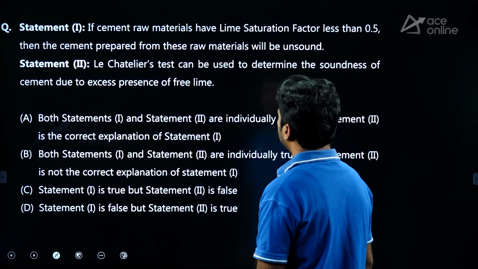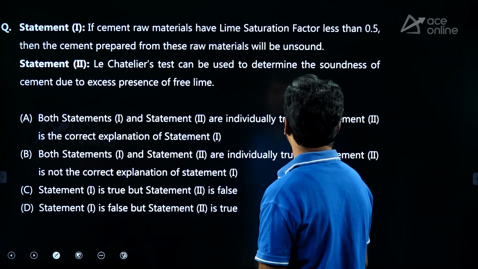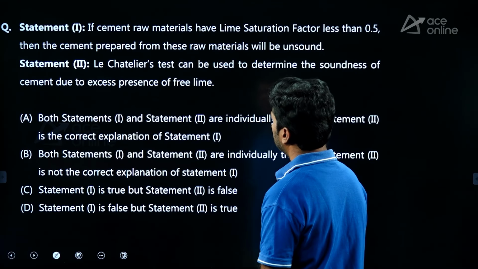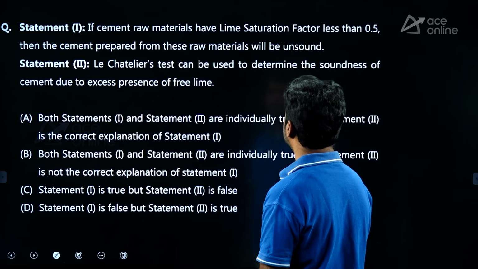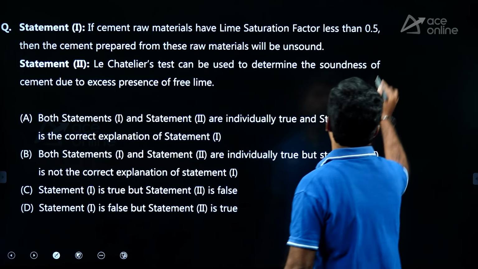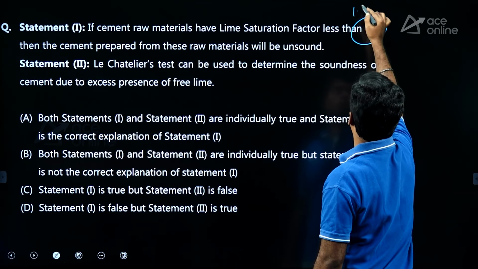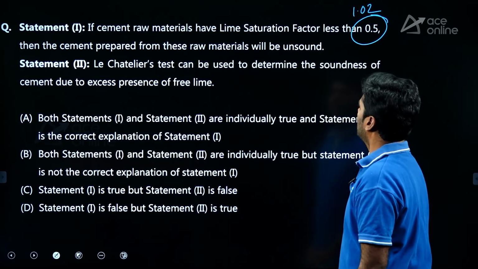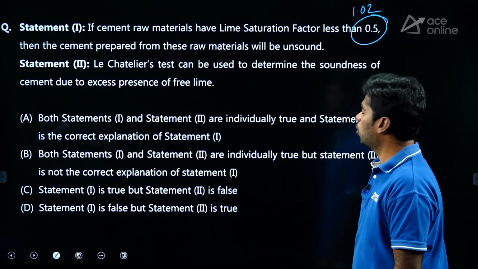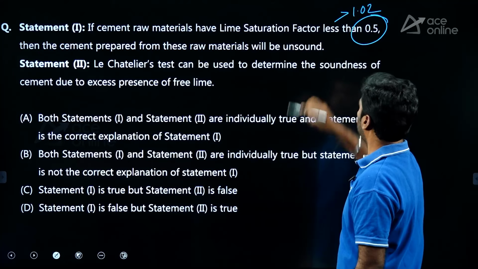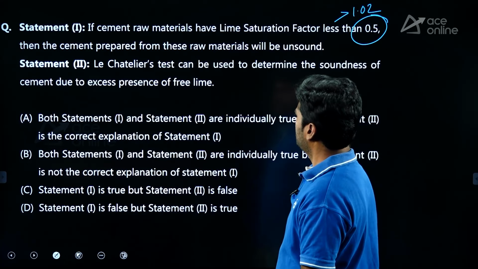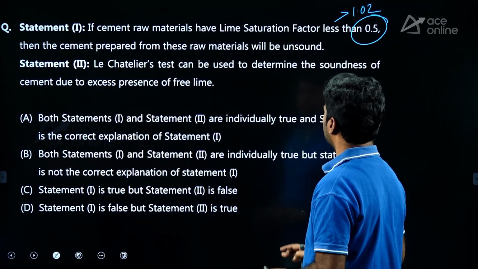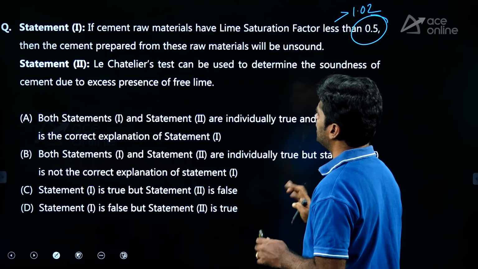If cement raw materials have lime saturation factor less than 0.5, then the cement prepared from these raw materials will be unsound. No. If the lime saturation factor is more than 1.02, then cement prepared from the raw materials will become unsound. So, statement 1 is false.